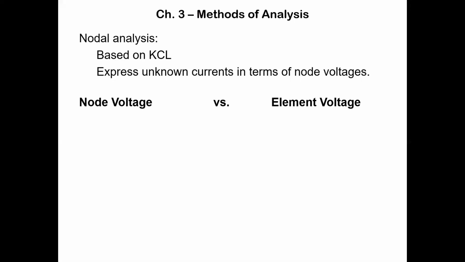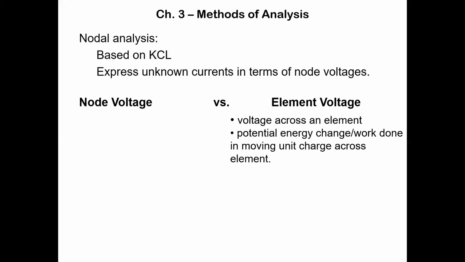But this is when you have a really big circuit and you want to make sense of it. And what we're talking about with nodal analysis is node voltages, which are different from element voltages, and we're going to explain that in a moment. A node voltage is a voltage with respect to a reference node. An element voltage is the voltage across an element, the voltage across a resistor, across a voltage source. But it really depends on how you hook up your voltmeter.